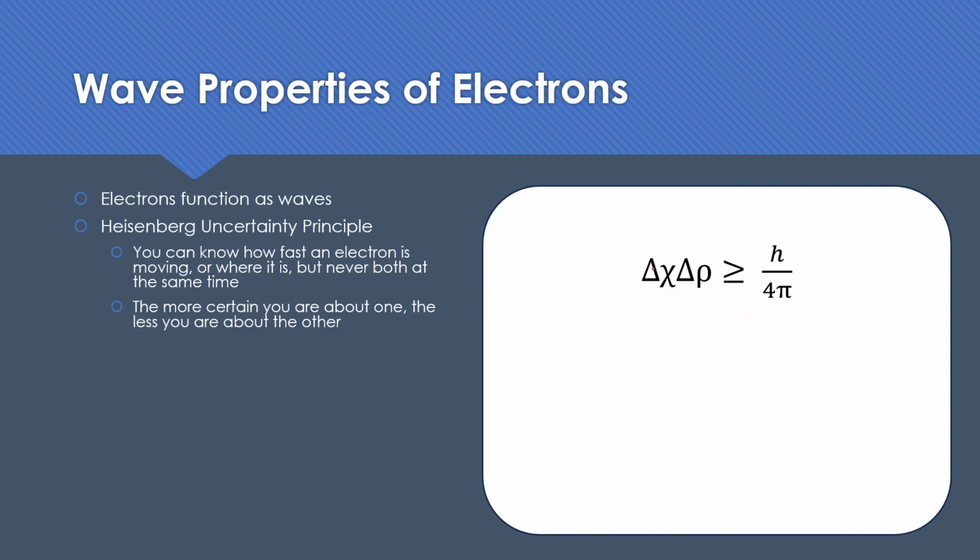If you know this with absolute certainty, then you have absolutely no idea about this one. And if you know this with absolute certainty, you have absolutely no idea about this one. So the more sure you are about one thing, the less sure you are about the other thing. And this sounds weird. Quantum mechanics often sounds weird when we describe it, but it works out mathematically.